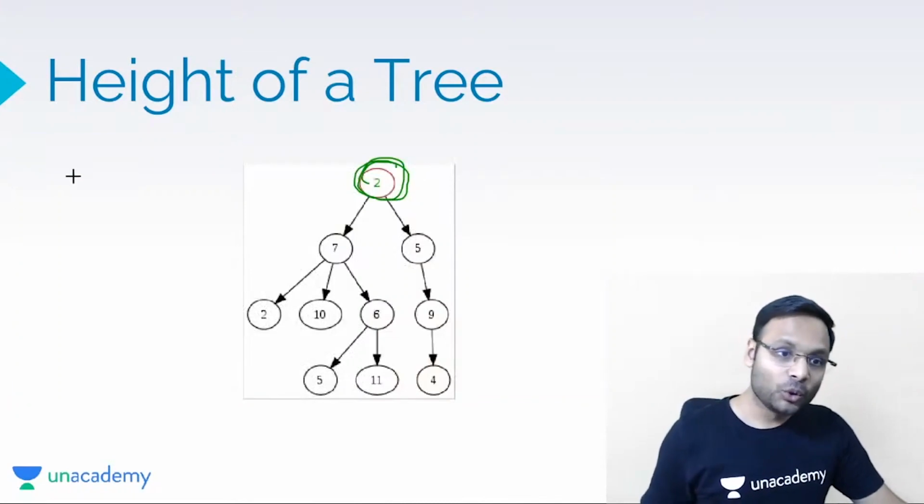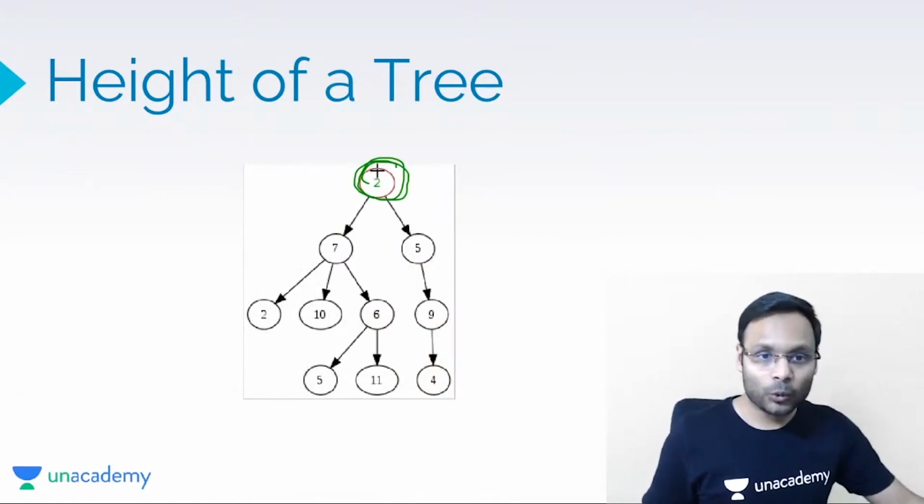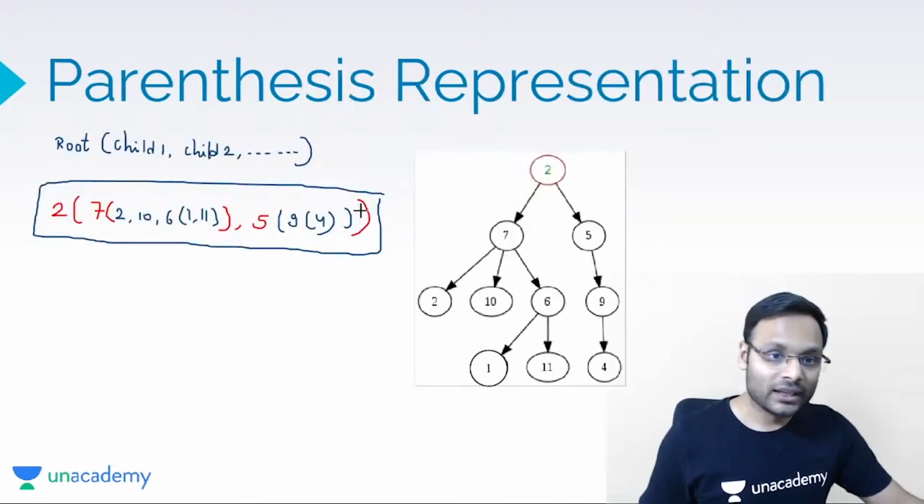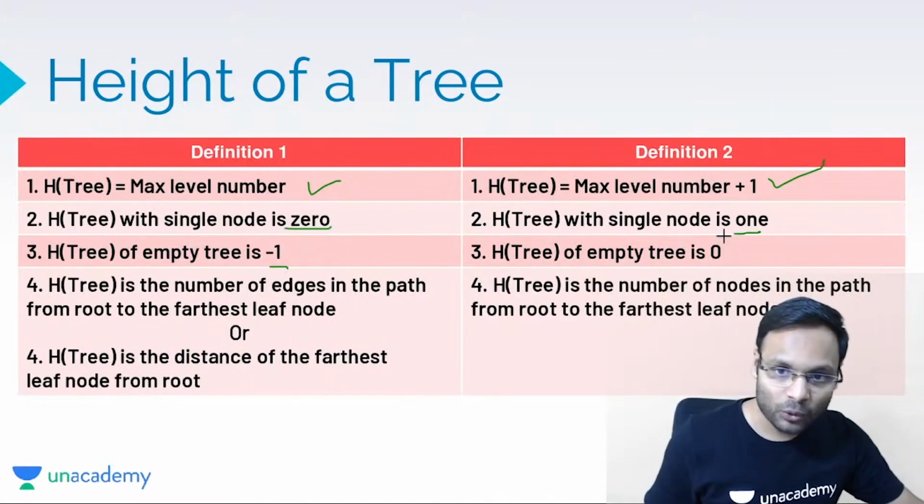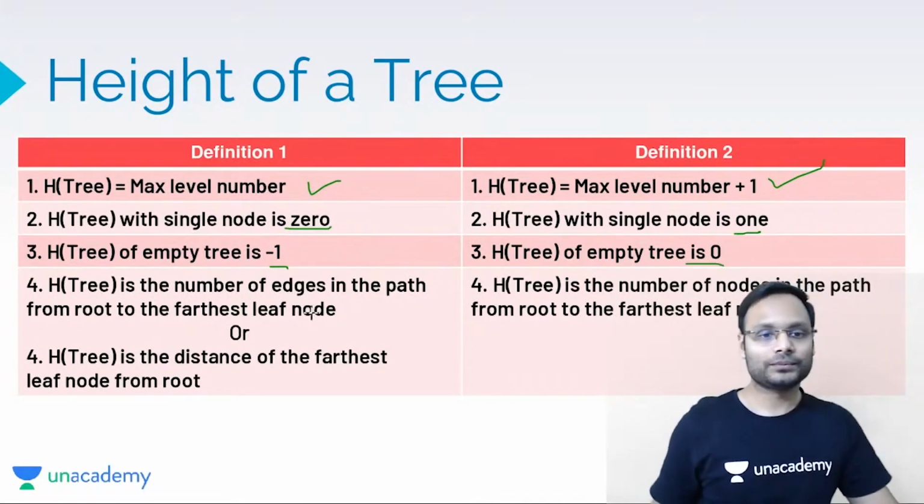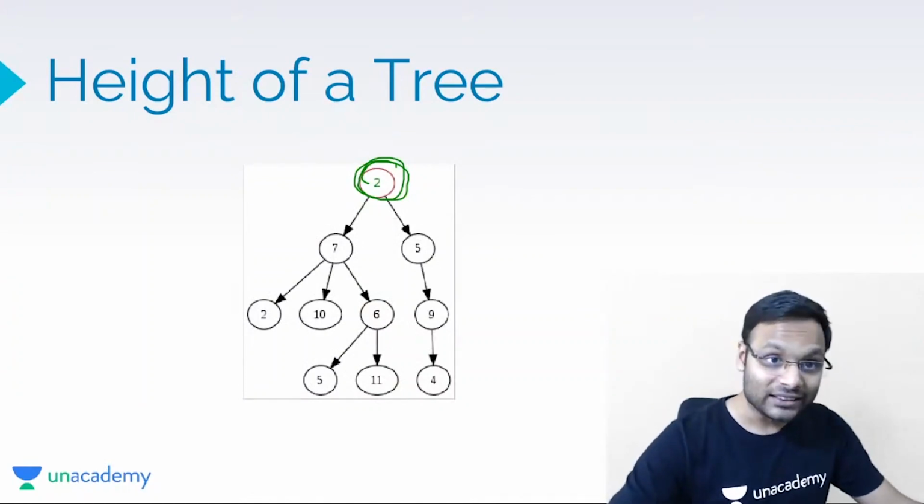If you have no tree, the empty tree height should be 1 less than a single node. If single node height is 0, the empty tree is -1. If single node height is 1, then it is 0. The same thing can be written in terms of length.